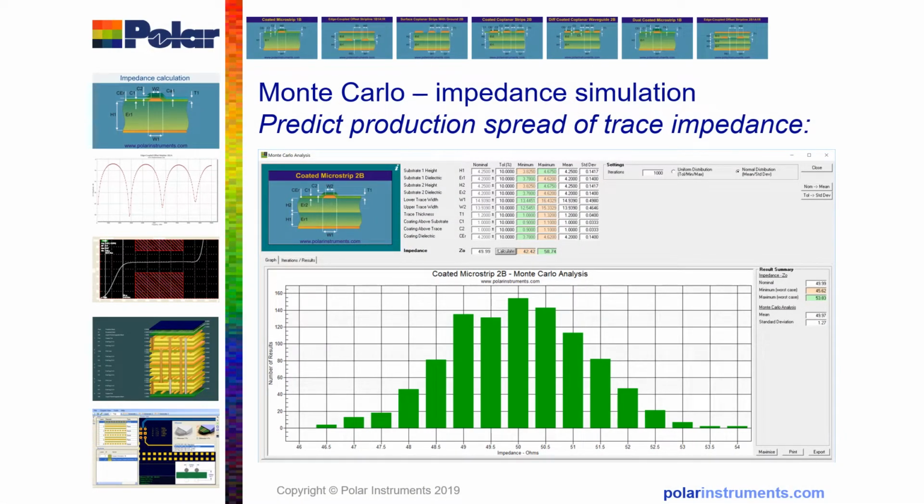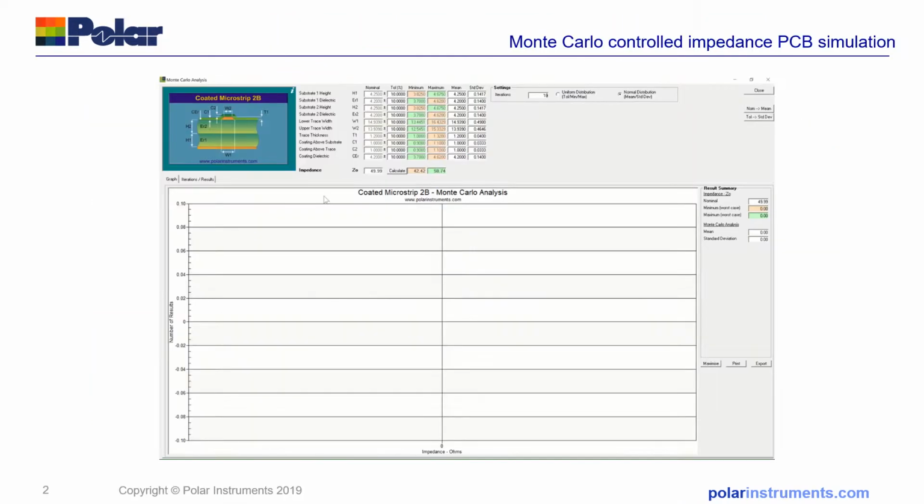Monte Carlo simulations of PCB impedance allow you to predict the variation of trace impedance over a production run of PCBs. Si8000 and Si9000 now include this capability, which you can see in the following slides. Here's how the Monte Carlo analysis works when you use the Si8000.